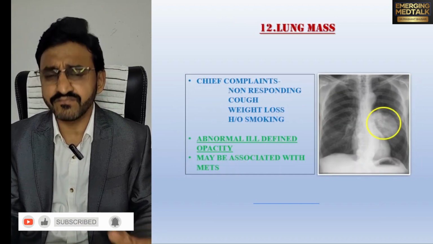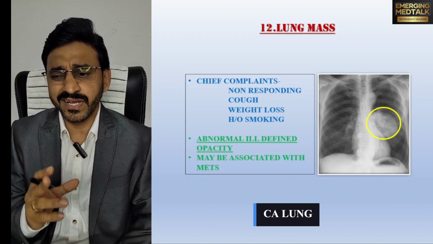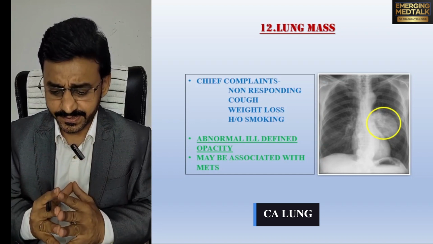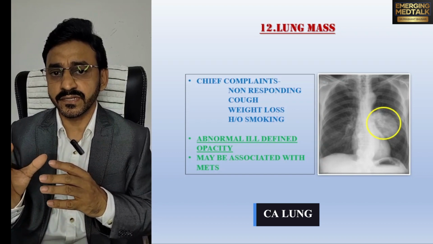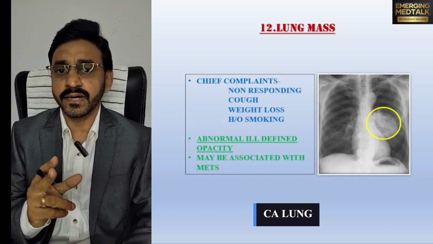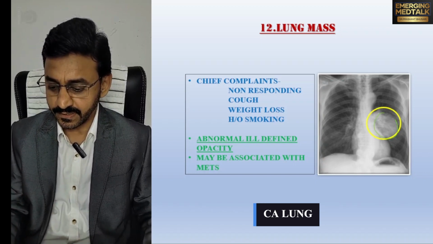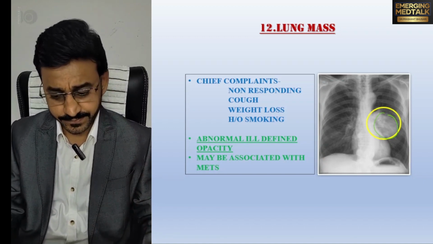Then bronchogenic carcinoma or lung mass, particularly in old age with smoking history, where there are abnormal ill-defined opacities involving some part, or it may involve most of the lung parenchyma, which may be due to metastasis. So here we can see the lung mass not responding to treatment.